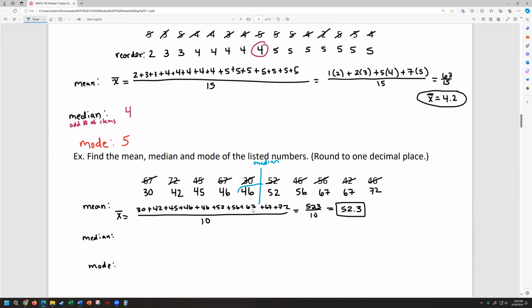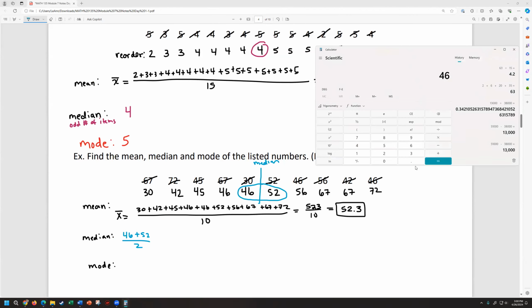To find the median, you're looking for what is halfway between those two numbers. These two numbers are not the actual median. They're helping us figure out the halfway point. This is called finding a midpoint, essentially. So we do 46 plus 52 divided by 2, and that'll tell us the location of the median.